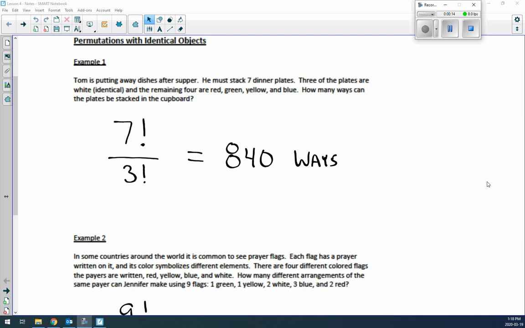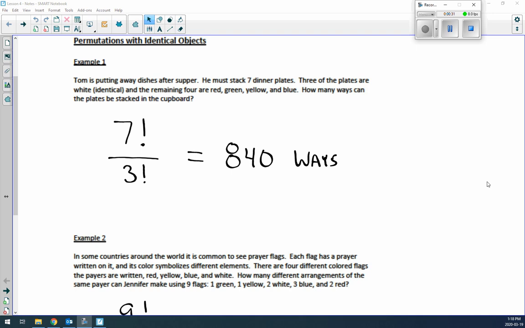He's got 7 dinner plates. Now the interesting thing is 3 of those plates are identical. You can't tell the difference between 3 of those plates. And the remaining 4 are just different colors. Now if this was all different colors, it would be really easy. It'd be 7 times 6 times 5 times 4 and all the way down. But since we have identical ones, there's actually less ways to do this.